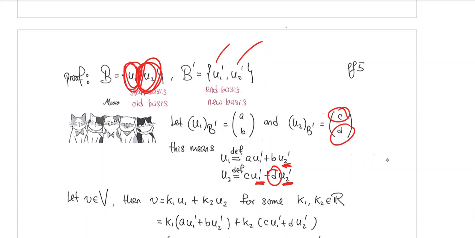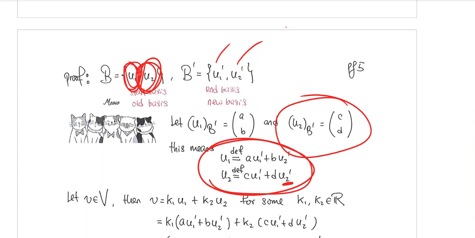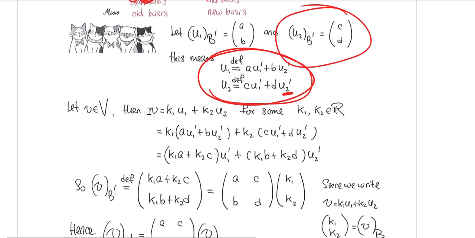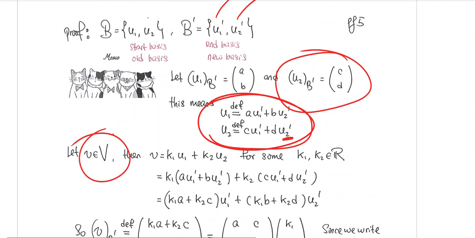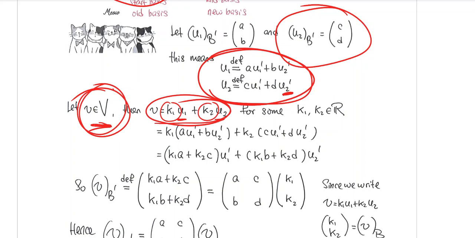Okay, that's definitions. So if you assume that this coordinate is this, the coordinate of U2 with respect to B prime is this, then this must be true. Now you take a vector V in V. Because U1 and U2 are still a basis, any vector V is going to be spanned by U1 and U2. So we have some K1 of this and K2 of this. So V can be written like that.